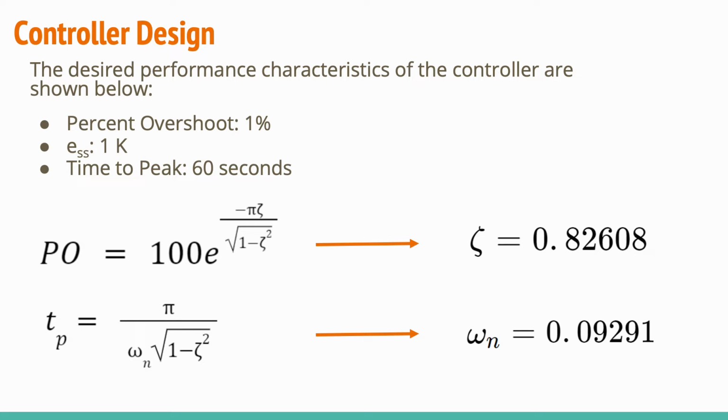Here you can see the desired performance parameters of the system: percent overshoot of 1%, steady state error of 1 Kelvin, and time to peak of 1 minute. The damping ratio can be found from the percent overshoot, and the natural frequency is found from the peak time requirement. We calculated a damping ratio of 0.826 and a natural frequency of 0.0929. These values are used later in the gain definition equations.